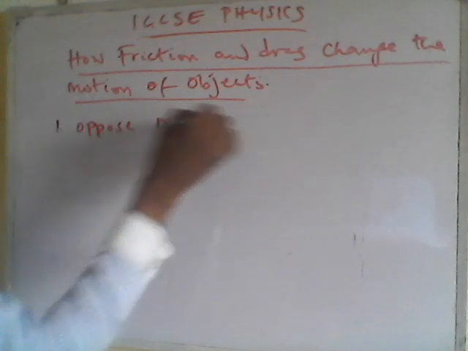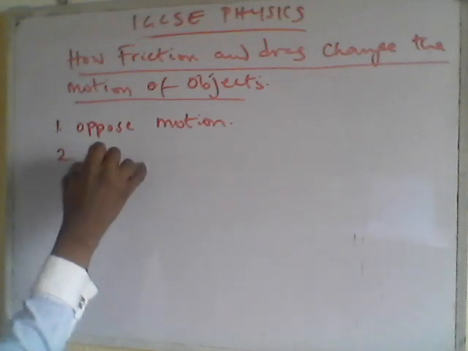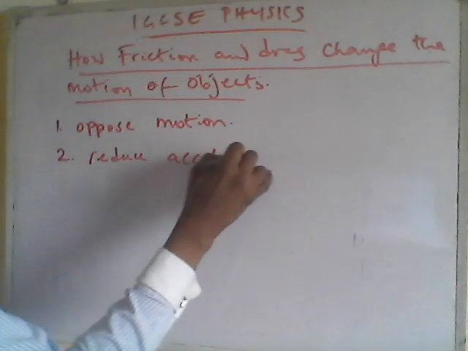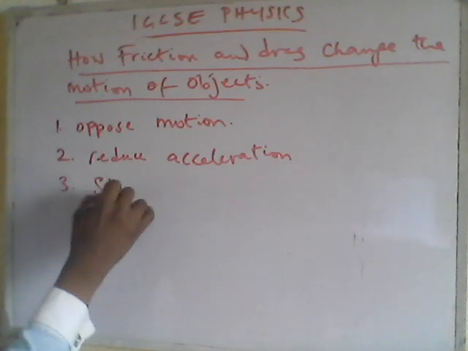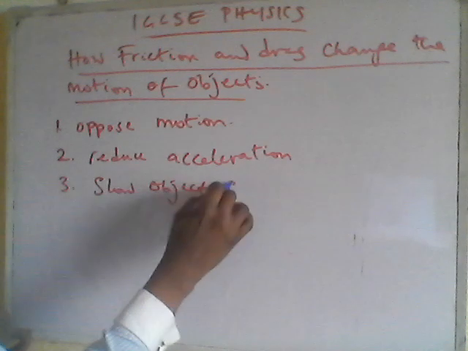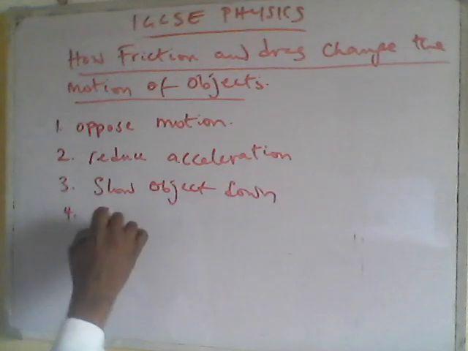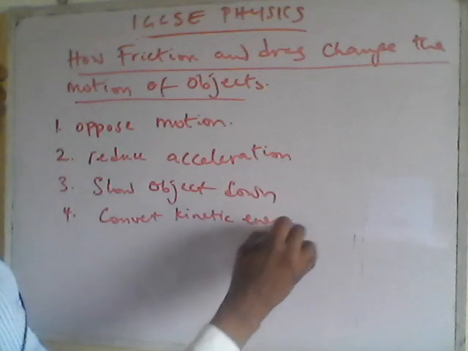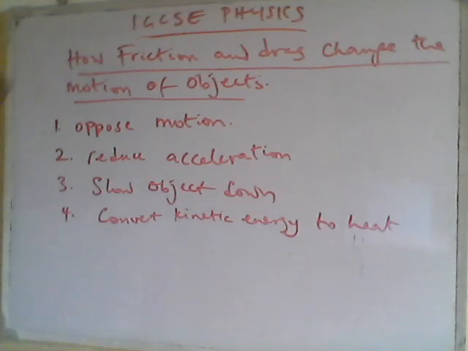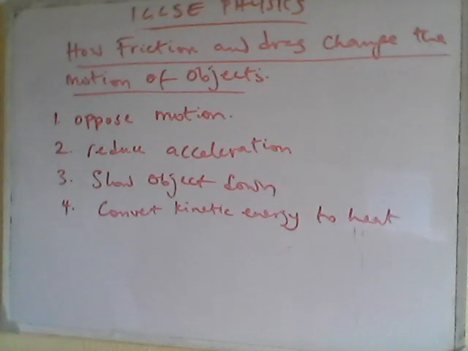So these are the similarities. When they say similarities of these two here: both of them also reduce acceleration. Both of them slow objects down. And both of them convert kinetic energy to heat. Okay. So this is what friction and drag do to the motion of objects.